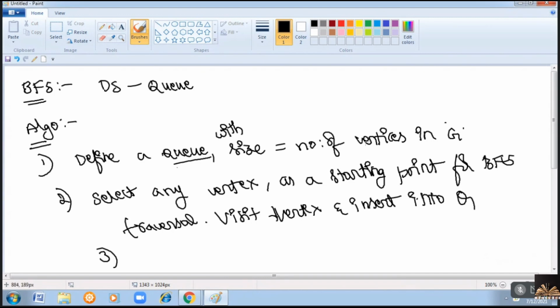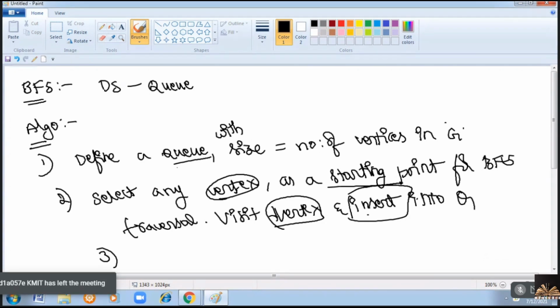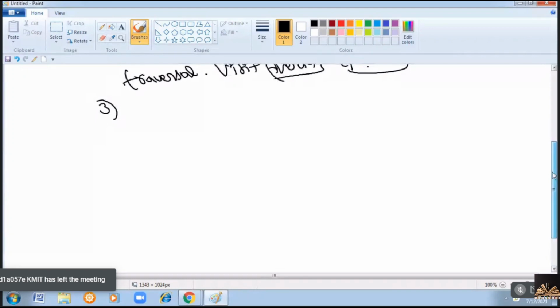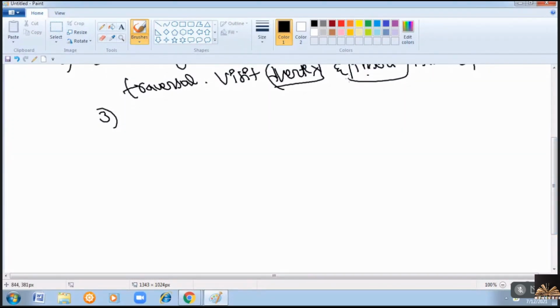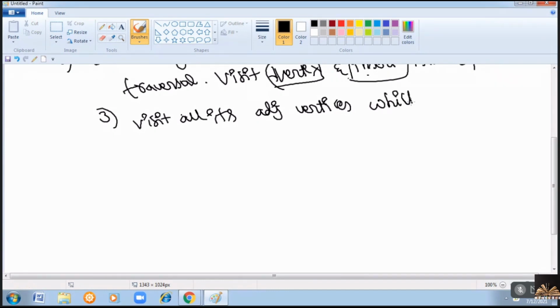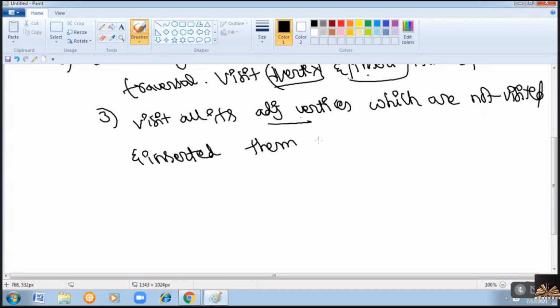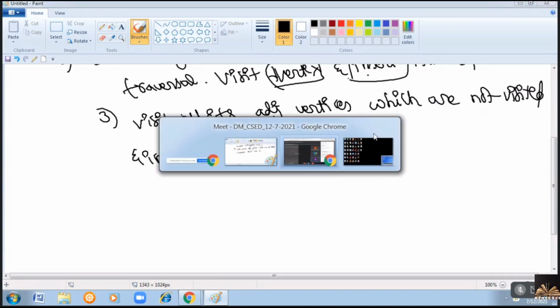First, you have to define a Q with the size as number of vertices in the graph. Next, from the graph, you can consider any vertex as a starting point, visit that vertex and insert it into the Q. The next step is, whichever vertex you have inserted into the Q, consider that vertex and visit all its adjacent vertices which are not visited, and insert those unvisited adjacent vertices into the Q.